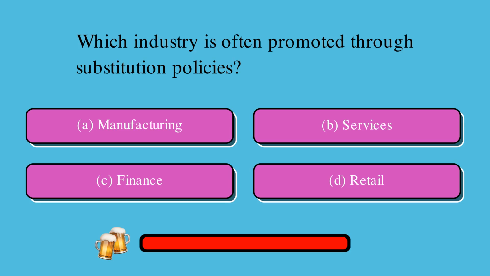Which industry is often promoted through substitution policies? Is it A, manufacturing, B, services, C, finance, or D, retail? The correct answer is A, manufacturing.